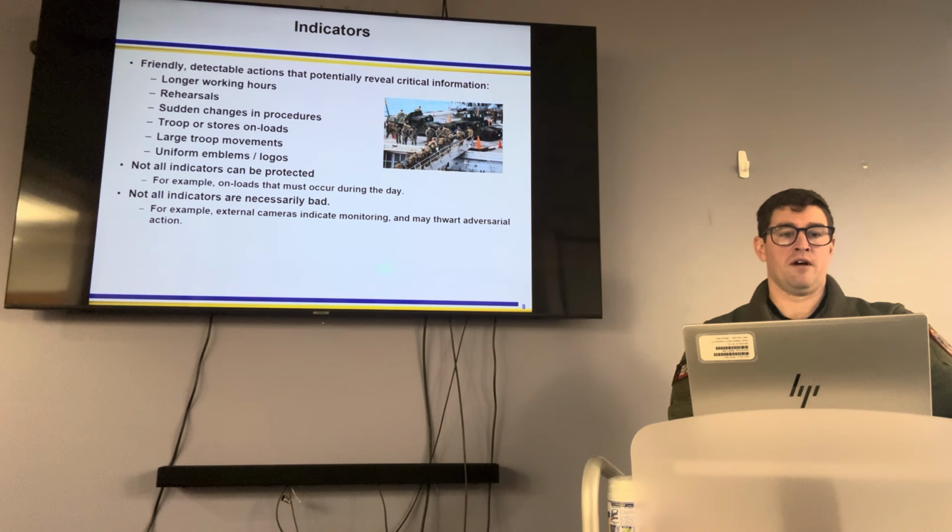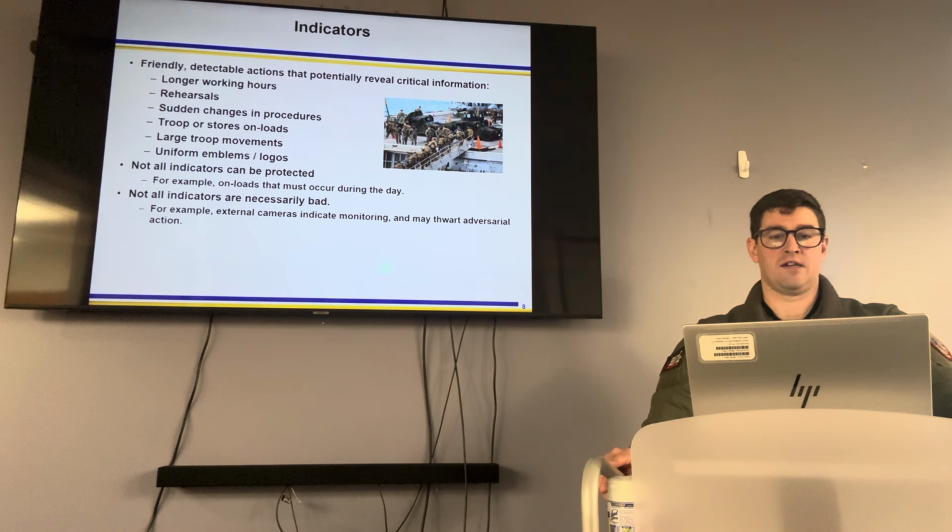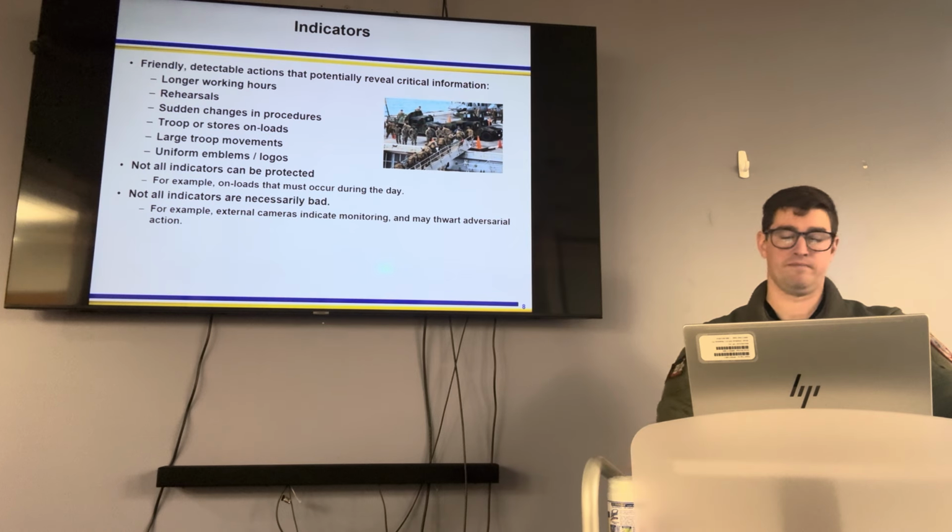So indicators are what the adversaries look for that tell them something's changing. Longer working hours or just a change in working hours, rehearsals, procedure changes, troop onloads and offloads, and also uniforms and patches worn by the folks, to know which units are coming and going.